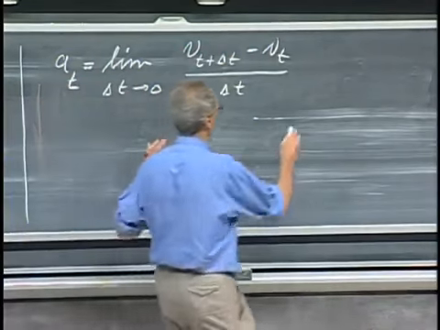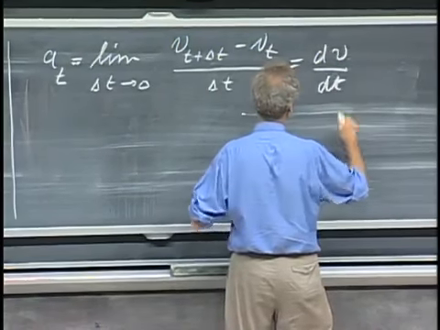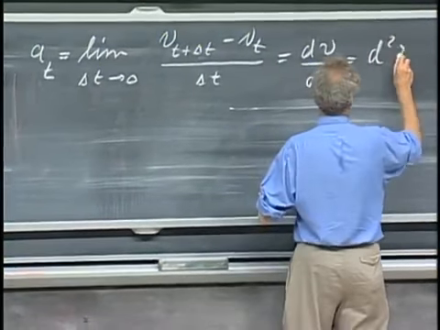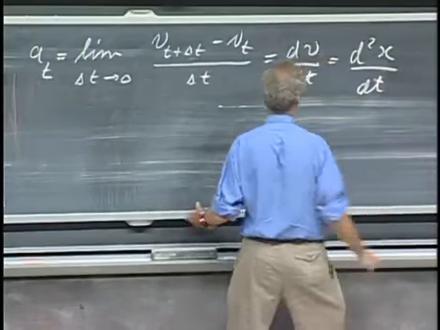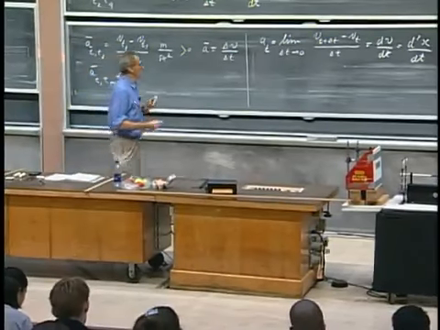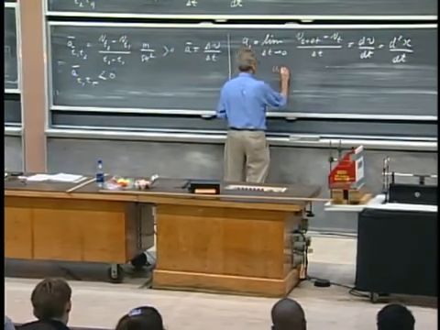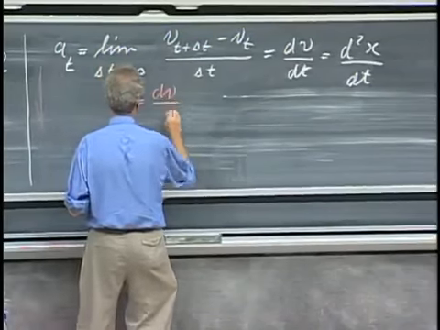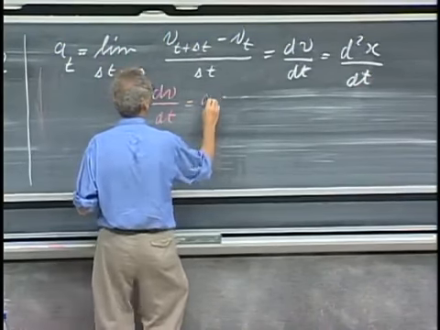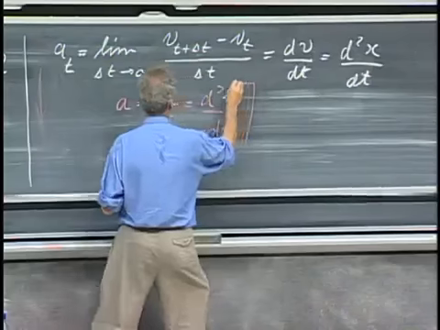And this, you will recognize, is the first derivative of velocity versus time, which is also the second derivative of position versus time. And so here comes the second equation that I really want you to remember forever and ever and ever: that the acceleration is dv/dt, which is also d²x/dt².